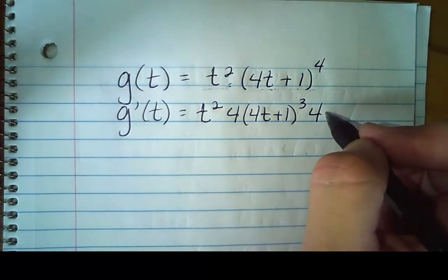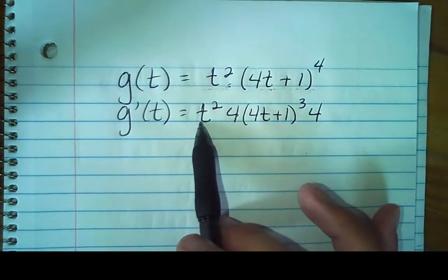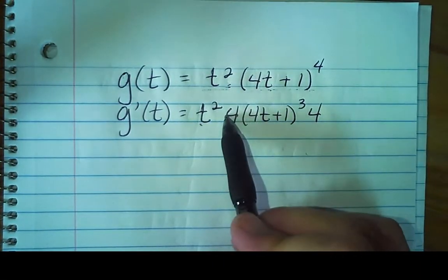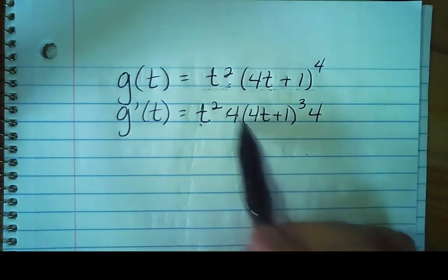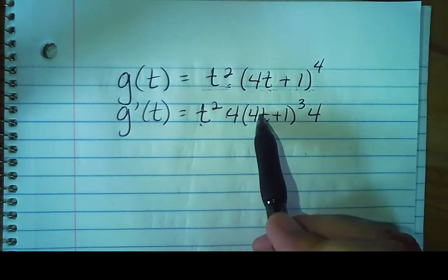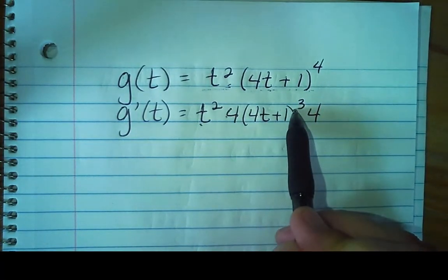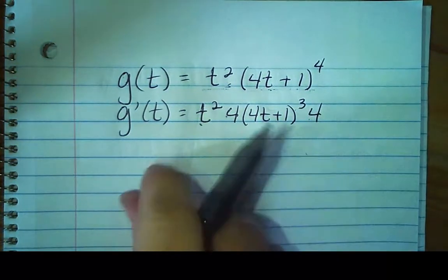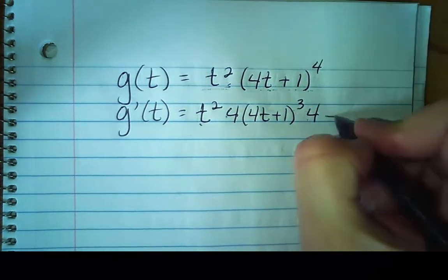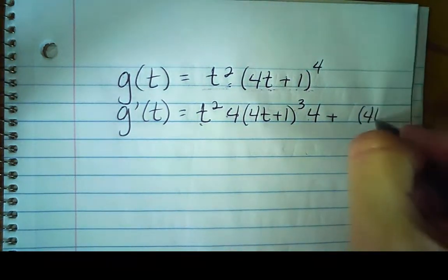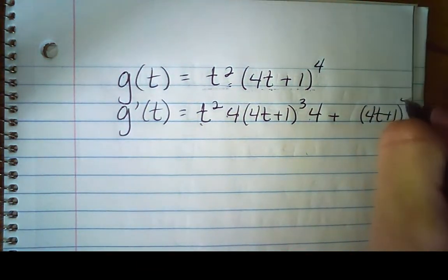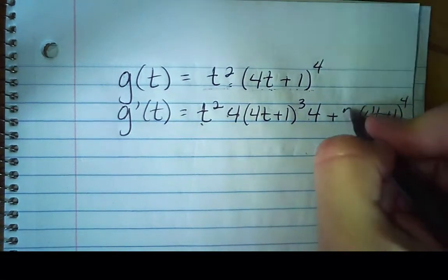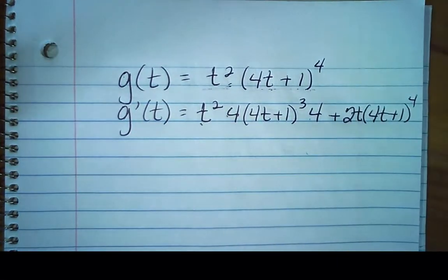So let me restate that because I kind of stumbled. First times the derivative of the second. So I drop my exponent out front times what's sitting there. Don't change it. Drop your exponent by 1 times the derivative of the inside. So first times the derivative of the second plus the second, which gives me 4t plus 1 to the fourth, times the derivative of the first. So that gives me a 2t.